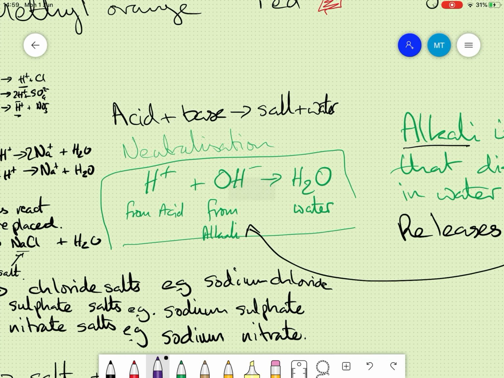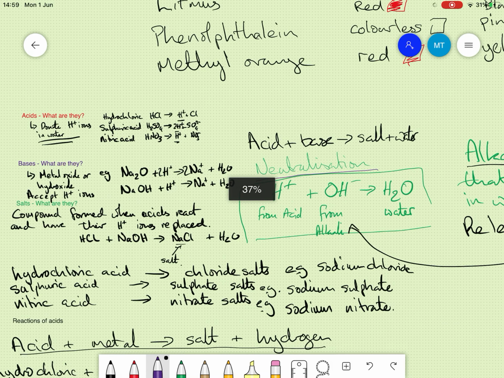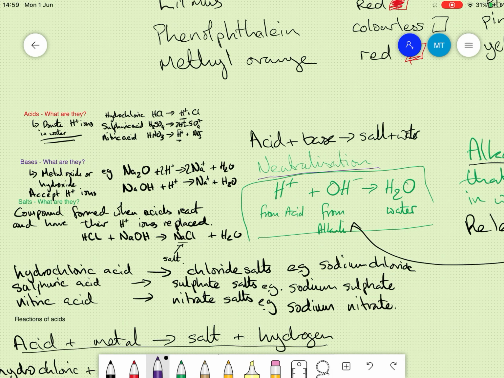What you get when an acid and an alkali react, it's an equation like that, where the H+ ion, sometimes known as a proton, is reacted with a hydroxide ion to form water, and that's called neutralization. That's what we've got here, neutralization. Okay, and then we were looking at salts. What are salts? Salts are compounds formed when acids react and have their H plus ions replaced by a metal ion or ammonium. Okay, and an example we had was sodium chloride made from hydrochloric acid. You need to know that chloride salts are made from hydrochloric acid, sulfate salts are made from sulfuric acid, nitrate salts are made from nitric acid.